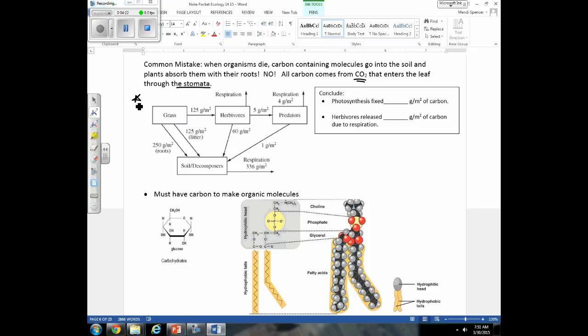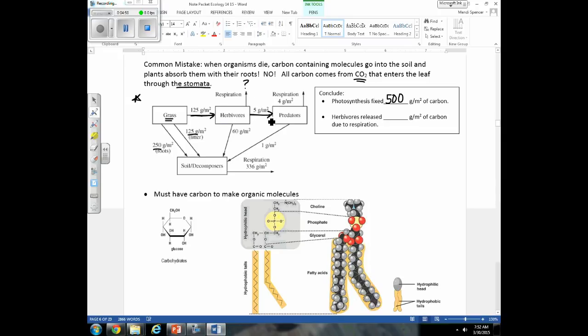You can see here that the producers are passing on amounts of carbon to other trophic levels. If you look, they're passing on 500 grams per meter squared of carbon. So you can deduce that these autotrophs over time were able to fix 500 grams per meter squared of carbon. A question that we can ask is how much carbon is released as CO2 into the atmosphere through respiration from the herbivores. If you notice, we have 125 grams going in.